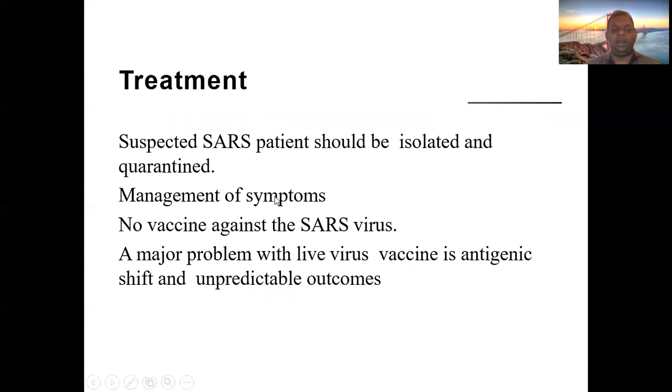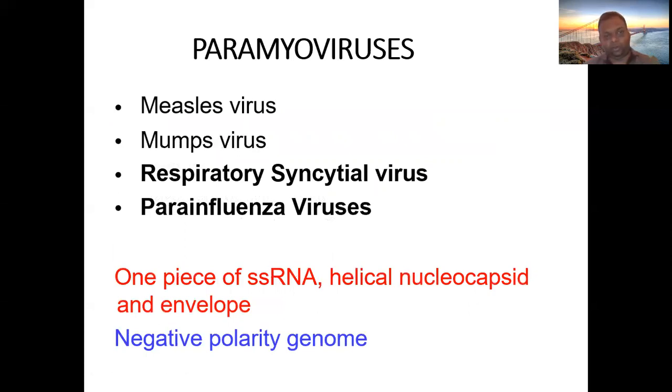Treatment: no specific treatment, symptomatic treatment only. Paramyxoviruses: I think measles was covered earlier. It can also cause measles respiratory infection. Mumps is not mainly respiratory; it mainly causes otitis and ear infection, and also adenitis, like salivary gland infection. But for respiratory infection, it is mainly RSV, respiratory syncytial virus, and parainfluenza virus.